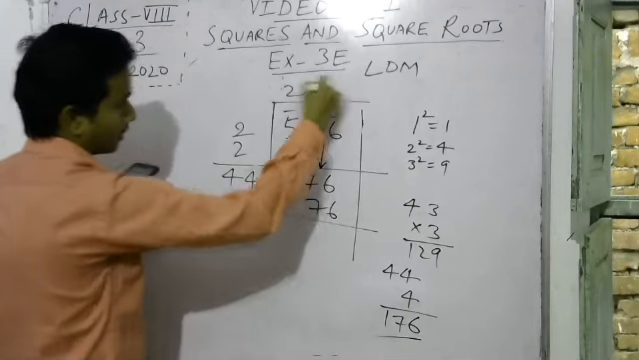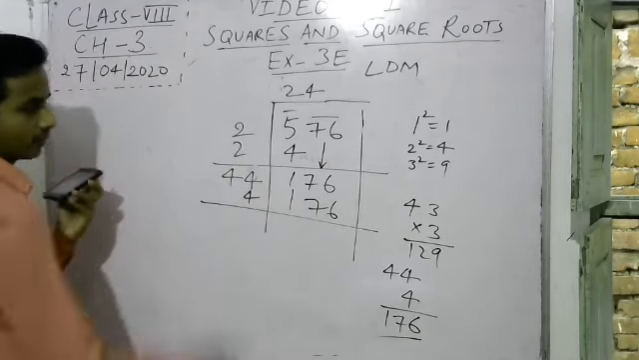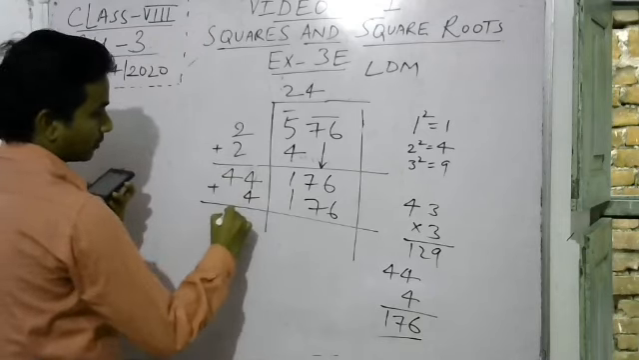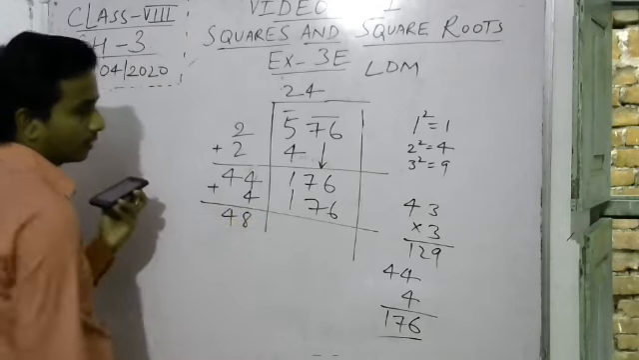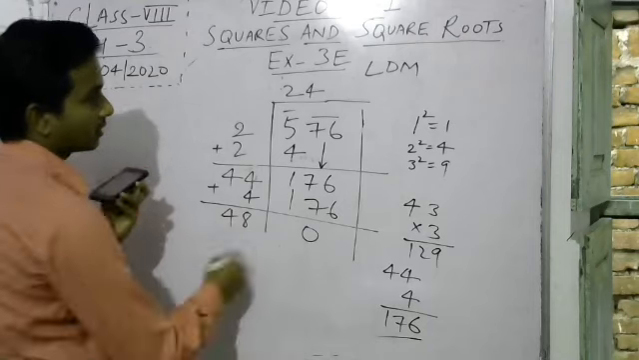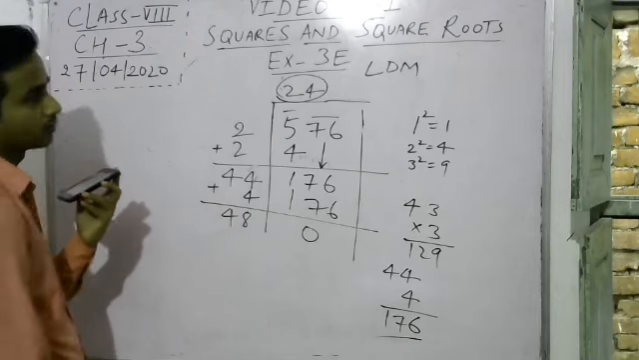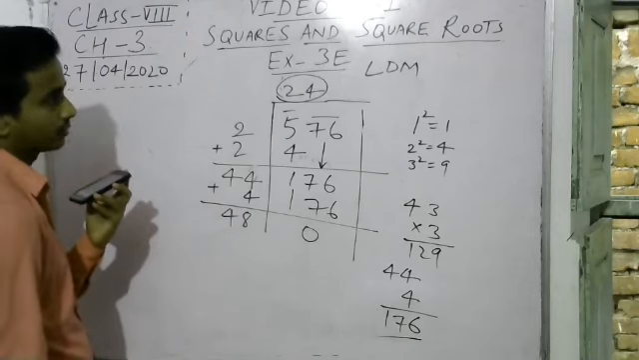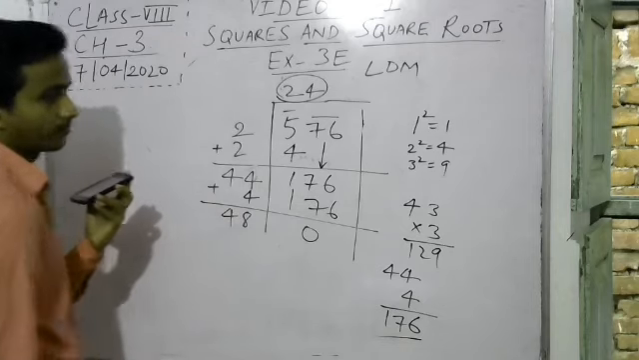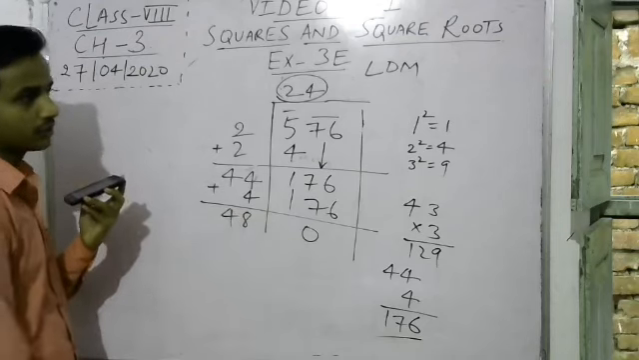4 fours are 176, and here write down 4, and you have to add it together. 44 plus 4 is 48, and now we get 0 as a remainder, and we will stop the division. So what is our answer? Our answer is 24. So 24 will be the square root of 576. In this way we will calculate the square root of a number. So you can pause the video and note it down.